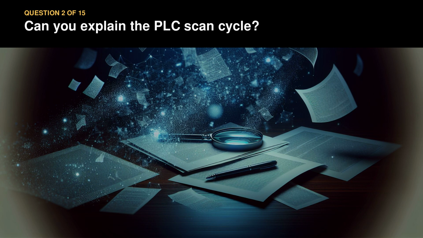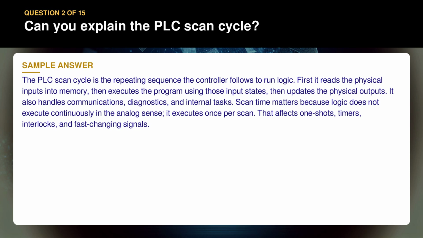Question 2. Can you explain the PLC scan cycle? The PLC scan cycle is the repeating sequence the controller follows to run logic. First, it reads the physical inputs into memory, then executes the program using those input states, then updates the physical outputs. It also handles communications, diagnostics, and internal tasks.